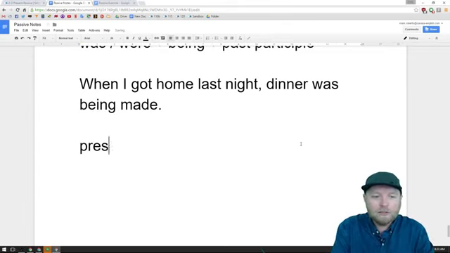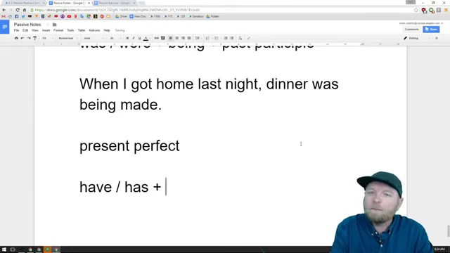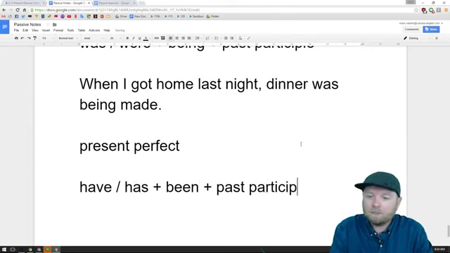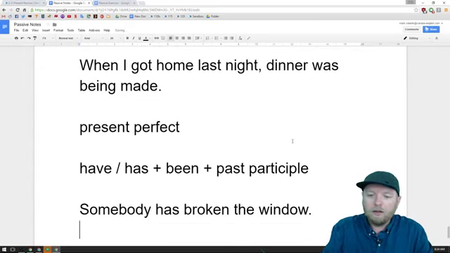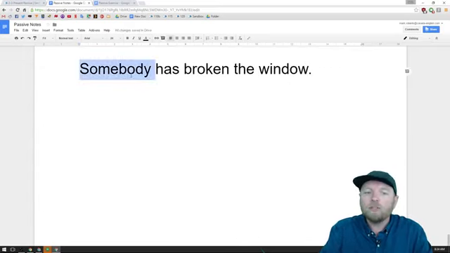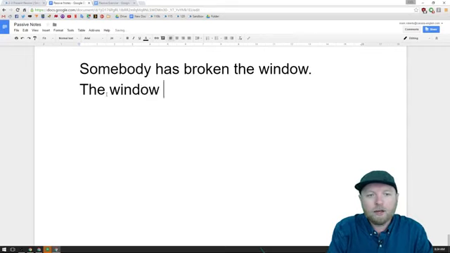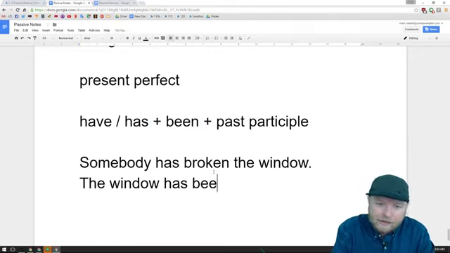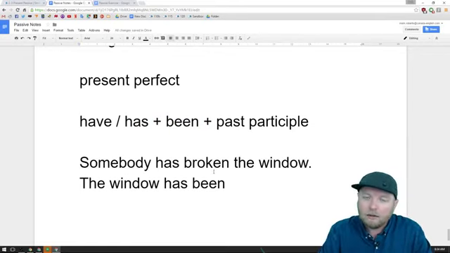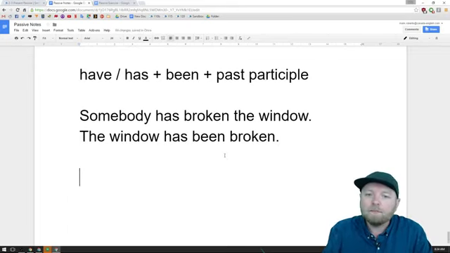Okay, what about present perfect? Right, well, we use have or has plus been plus a past participle. Example, let's do this. Somebody has broken the window. We don't know the agent. So very common to say passive. The window has been, because passive, we always need be and past participle, right? Broken. The window has been broken.